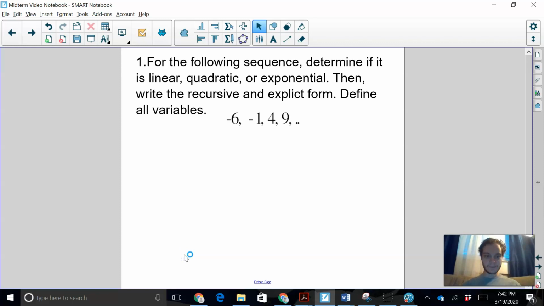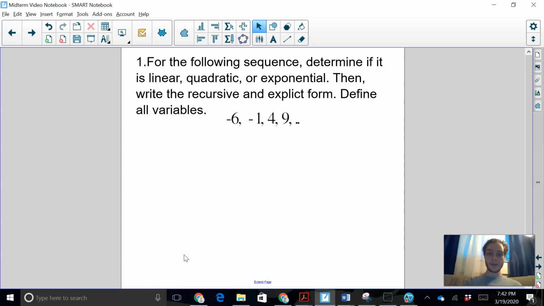Okay, ladies and gentlemen. So, for the following sequence, determine if it is linear, quadratic, or exponential. Then, write the recursive and explicit form to find all variables. Now, most of these problems I either took from what we did in class, the textbook, or stuff I have from teaching Algebra 1.